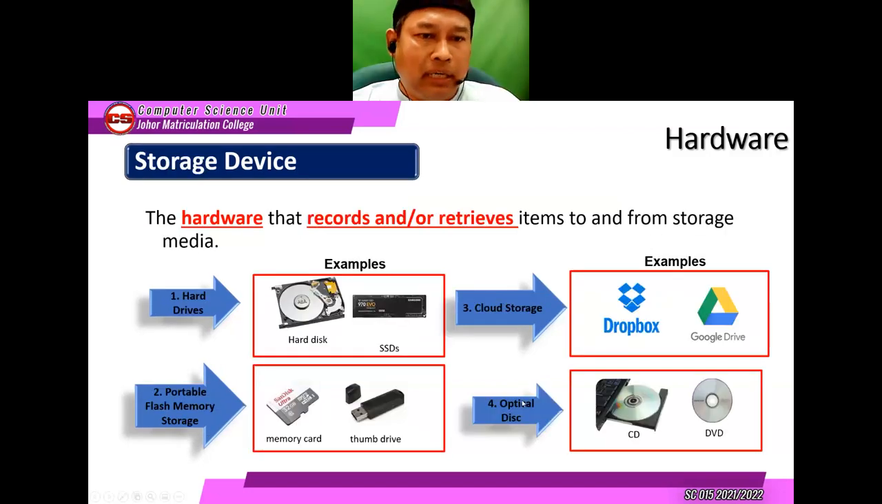Understood. Okay, next. We go to storage. What is storage? Storage is to record the data for future use. That is storage. We record or save our data for future use. That is a storage device. Any component of hardware that can record or retrieve data for future use is storage. An example of storage is hard drive. An example of hard drive is the hard disk. In our computer we have a hard disk. And another one is SSD, the newest, which is solid state drive. For computer speed, using an SSD is faster than a hard disk in storage.